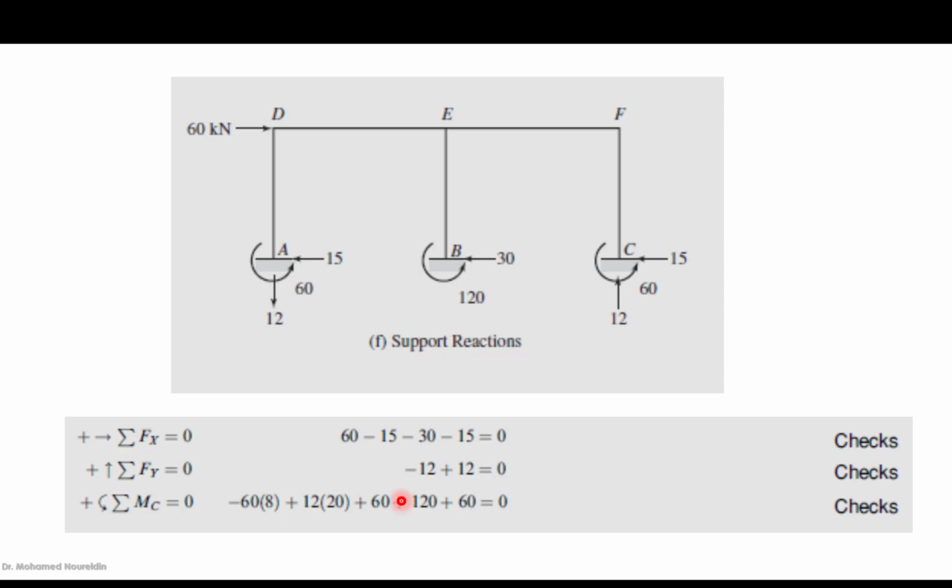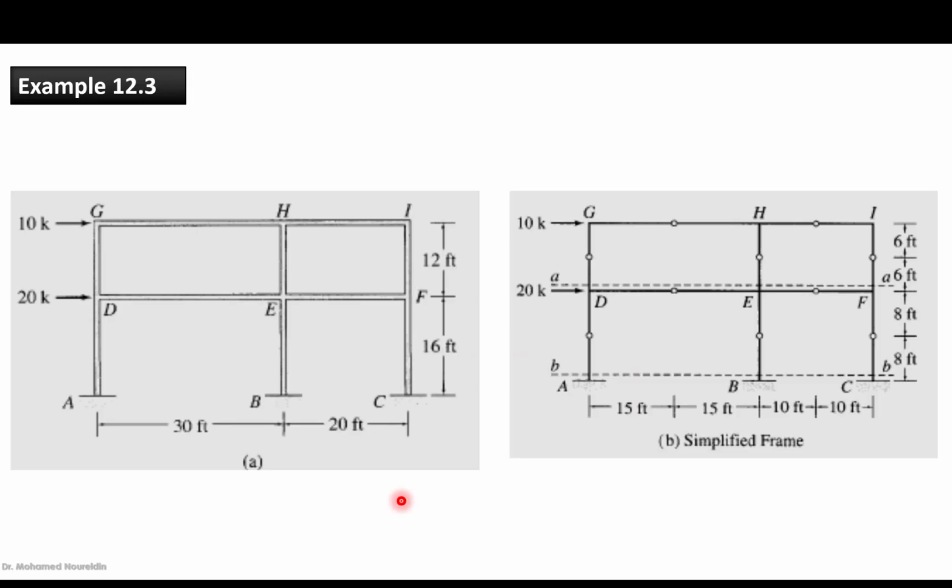Okay? Let's go to a more complicated example, and we are going with the same procedure, with the same steps, and we are going to find that it's very simple for you. Now we're going to have a two-story frame building. It is in a similar fashion. We have 10 kips here at point G, 20 kips at point D. The spans are not the same. Here's 30, here's 20. And the heights of the floors are not the same. Here's 16, here's 12.